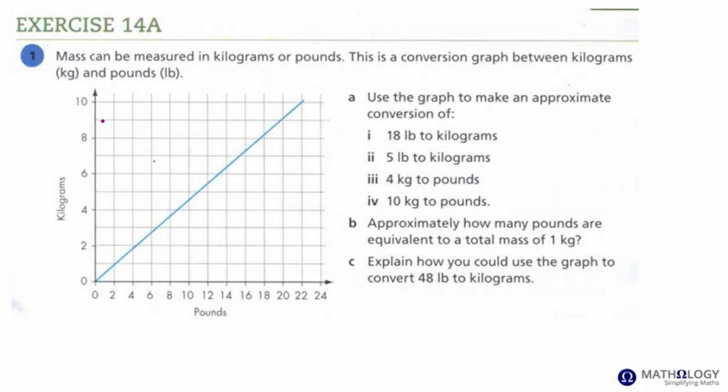So on the y-axis, the vertical axis, we have kilograms, and on the x-axis, the horizontal axis, we have pounds. So if we want to convert 18 pounds to kilograms, on the horizontal axis we go to 18 pounds, and then we draw a straight line. And once it hits the straight line, we then draw a horizontal straight line to the y-axis, 8 kilograms. So 18 pounds is 8 kilograms according to this graph.